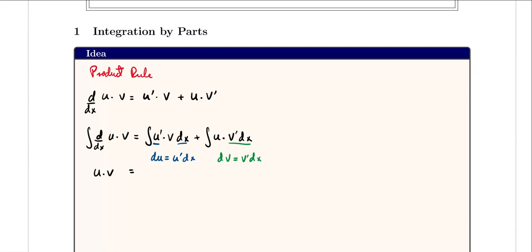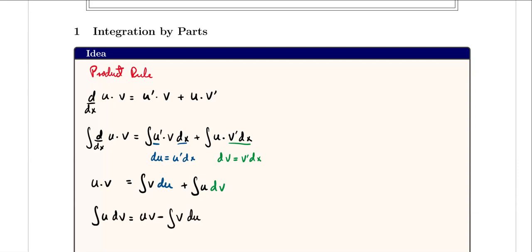Okay, so rewriting our integrals here in terms of du and dv, we're going to obtain the following. The integral of v du plus the integral of u dv. Now with this equation ready, I'm going to go ahead and solve for the integral of u dv, which is going to give us the integral of u dv is equal to u times v minus the integral of v du. And there we go. This is going to be the formula that we're going to be using for integration by parts.